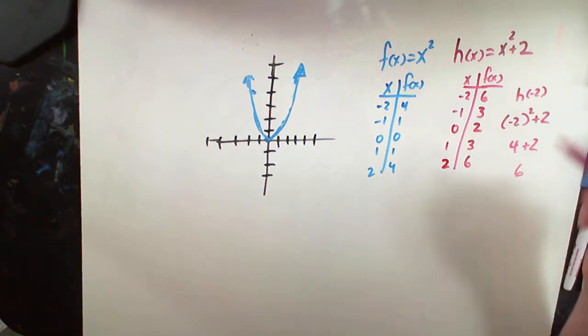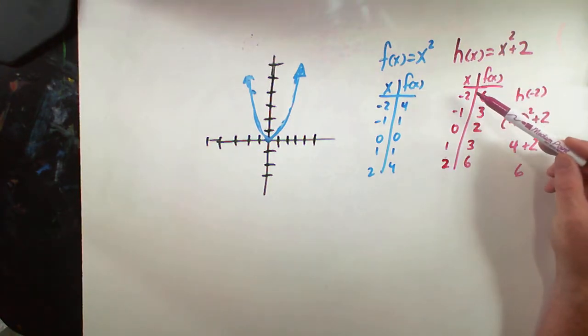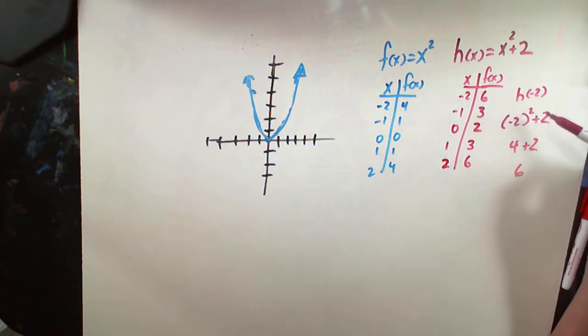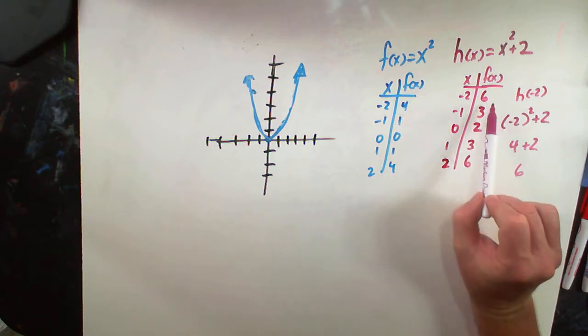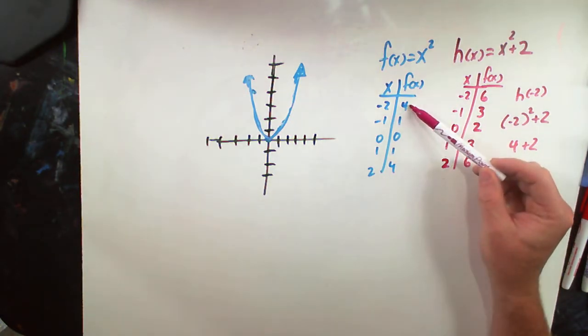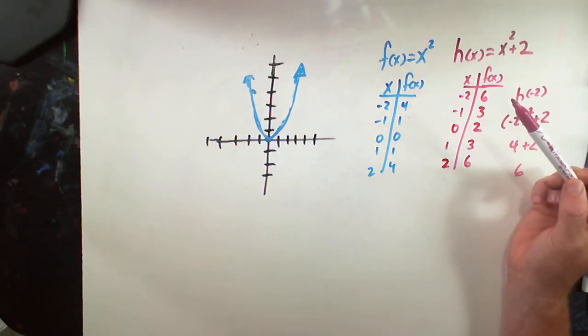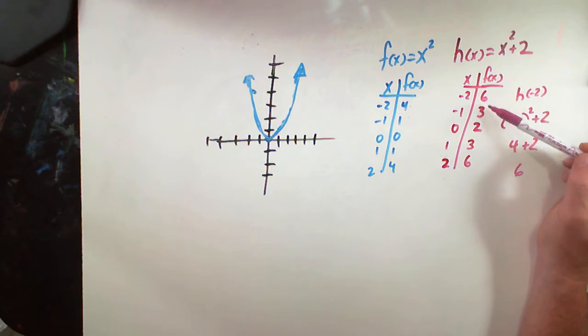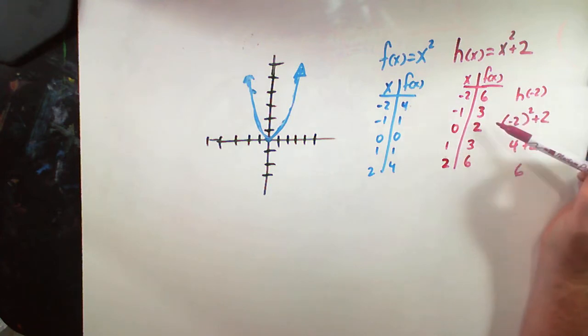So we plug in the same x values, and notice if we take that negative 2, square it, that gives us 4, then add 2 to it, that gives us 6. That is 2 more than it was there. But the difference between 4 and 1, that's 3. The 6 is 2 more than the 4, but notice the difference between 6 and 3 is still 3.